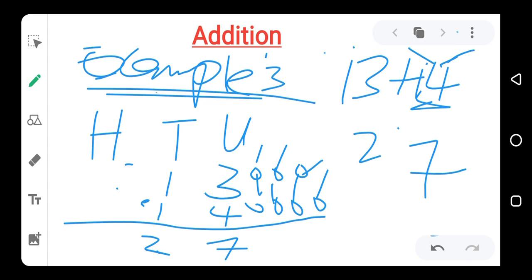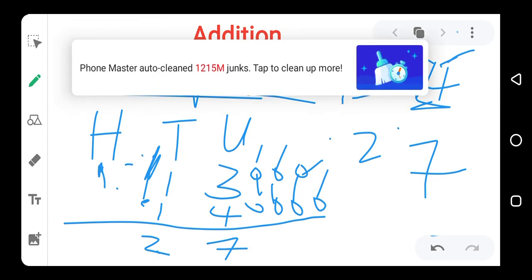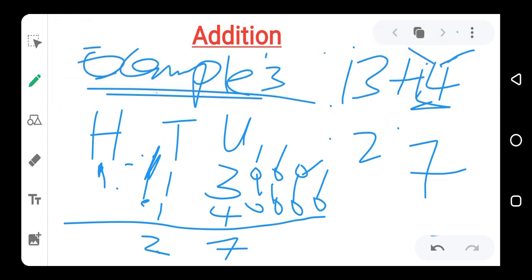Now, assuming that you get something and it has 2 digits under the tens, then you bring the second one to the hundreds. But now the one we have is only 1 digit, so we leave it under tens. If you have 2 digits under units, you bring 1 to the tens. If you have 2 digits under tens, you bring the second one to the hundreds.